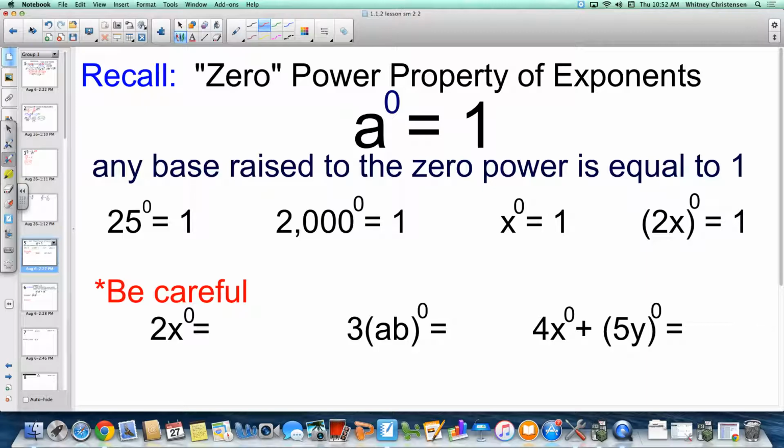X to the 0 power is equal to 1. And we learned that 2x, since this was in parentheses, raised to the 0 power was equal to 1, because anything to the 0 power was equal to 1. So I'm just going to have us do these verbally; I don't want you to write these down. We already did these examples, some similar. Let's simplify these. What's 2x to the 0 power?